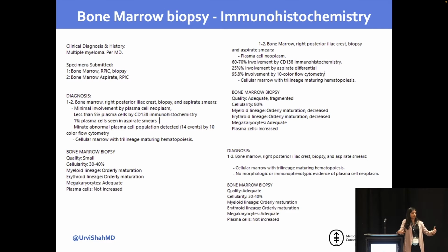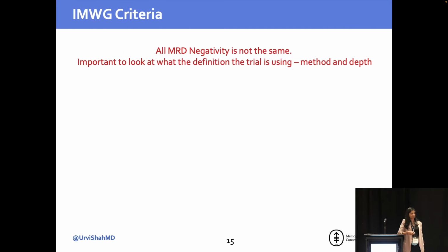And then the bottom bone marrow response says no morphologic or immunophenotypic evidence, and that's truly an MRD negative bone marrow, because you can see there's no evidence even by flow and also by immunohistochemistry.